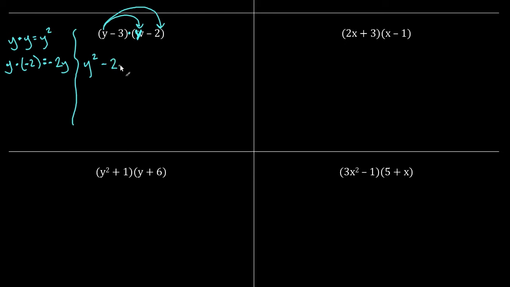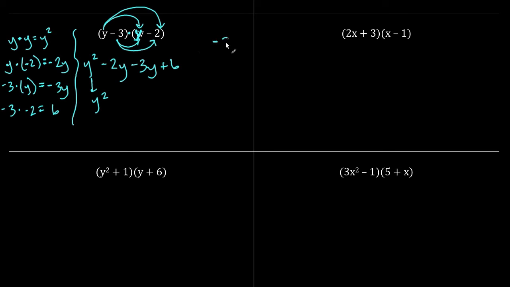So minus 2y. Now we have negative 3 times y. A negative times a positive is a negative. Positive 3 times y is 3y. So minus 3y. And lastly, we have minus 3 times minus 2, or negative 3 times negative 2. A negative times a negative is a positive 6. So positive 6. Once again, let's just bring this down as the highest exponent.